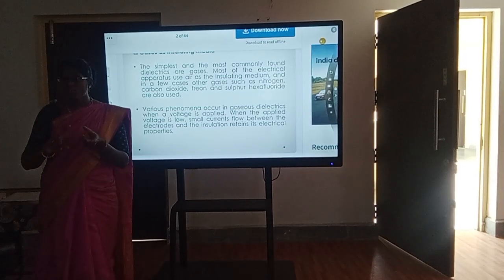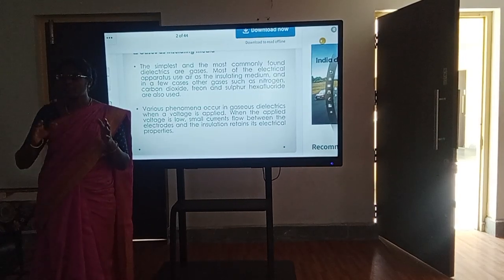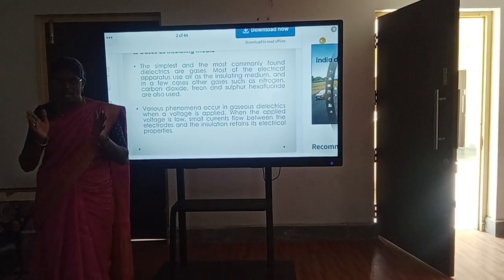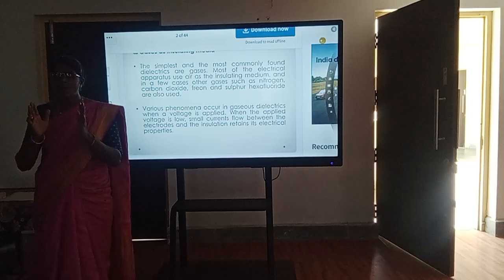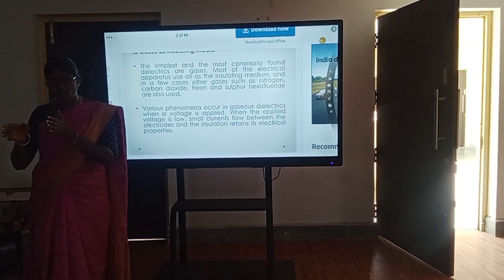In the high voltage transmission system, what is happening from conductor to conductor? There is a flow of current. Since the applied voltage is high, the current is also high. So automatically, what will happen? It will flow through the air as a medium. In the air, what is happening?